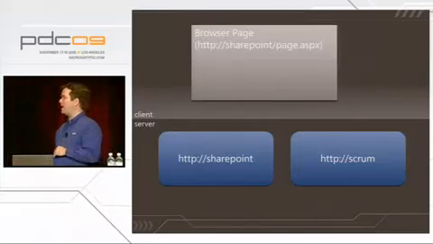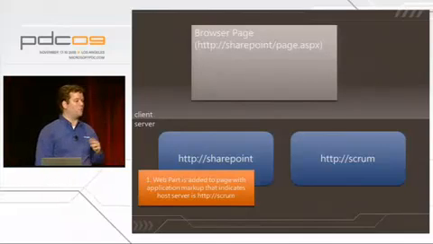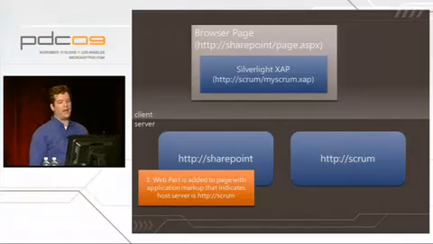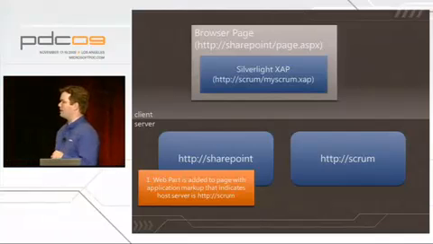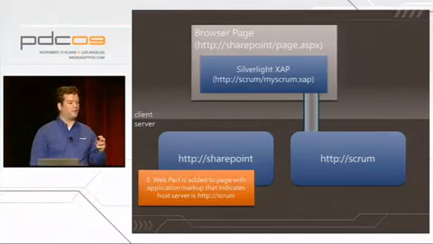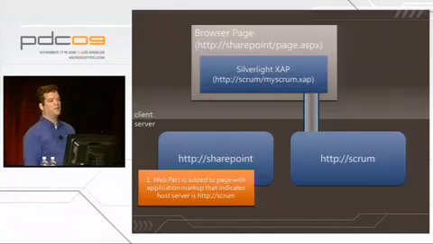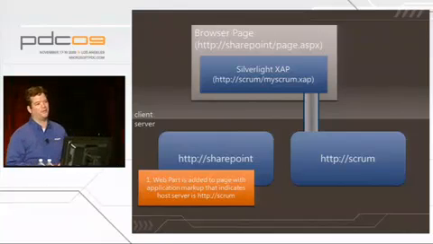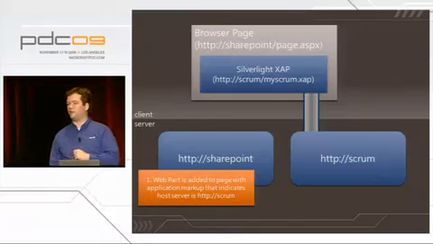So to do this, I might have an ASPX page on my SharePoint site. But that ASPX page might host a web part that's coming from HTTP Scrum. And so when that page loads up the XAP, it's actually served from HTTP Scrum/myscrum.xap. Now when you do that, Silverlight locks you, for security reasons, to only being able to call web services on HTTP Scrum. There's ways to work around that, but those have lots of interesting security implications. And so you need to be very careful with them. So in general, you can only call web services on HTTP Scrum.